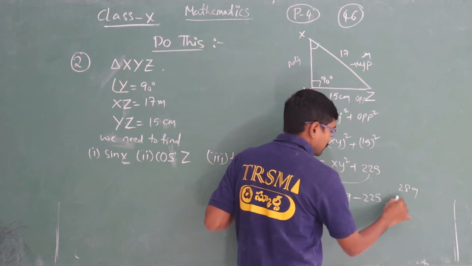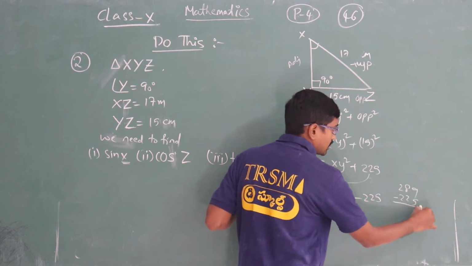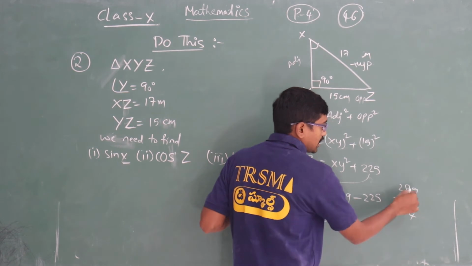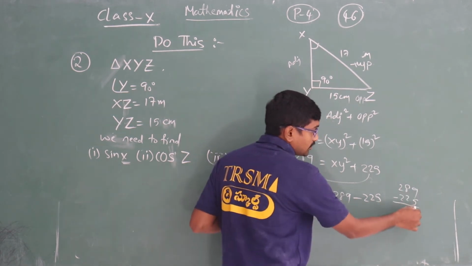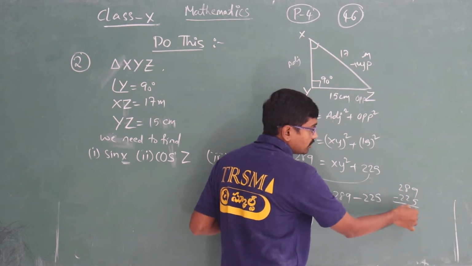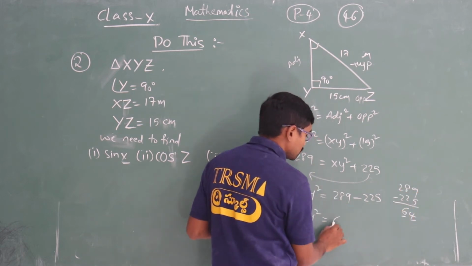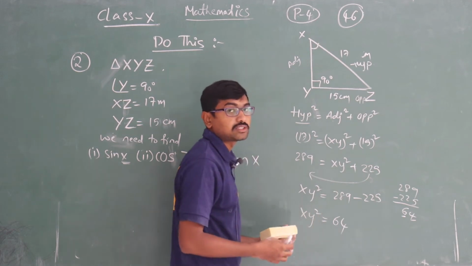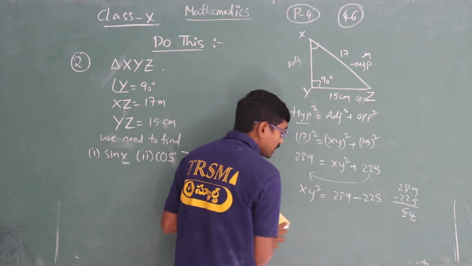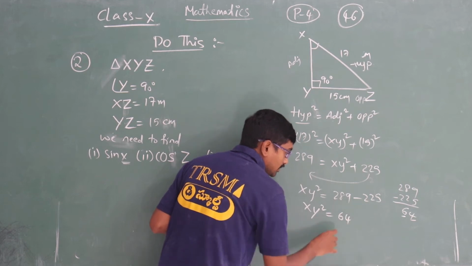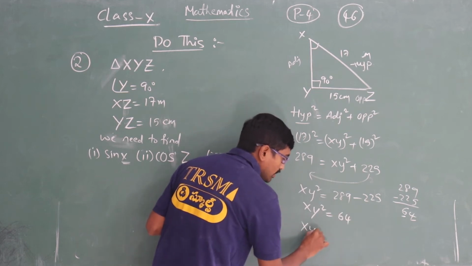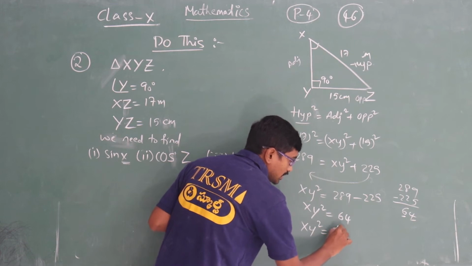Okay, 289 minus 225. 9 minus 5 will get 4. 8 minus 2 will be 6, isn't it? 9 minus 5 is 4 and 8 minus 2 is 6. Here we get 0. So 64. How can I write 64? Can I convert this into the form of squares? Yes, absolutely. xy square is equal to 64. This can be written as 8 square. So xy whole square is equal to 8 square.